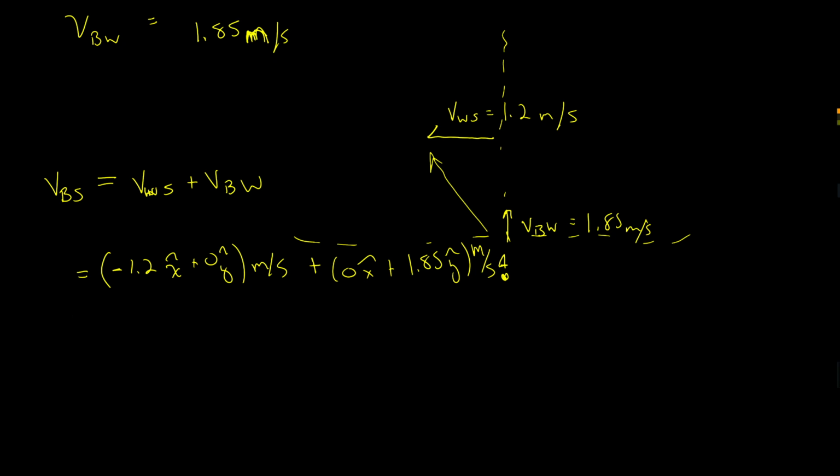And so the vector addition of this works out nicely. I'm going to have a vector that's negative 1.2 in the x hat direction, because the x hats add together, and I'm going to have 1.85 in the y hat direction, and it's all meters per second.